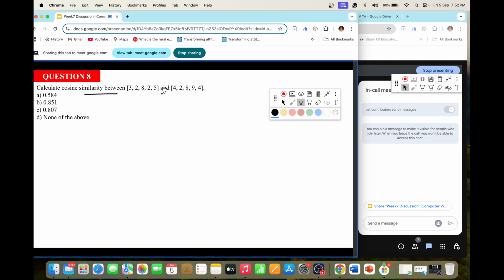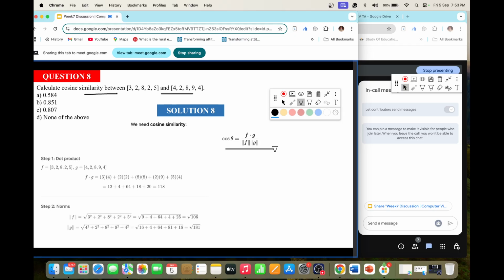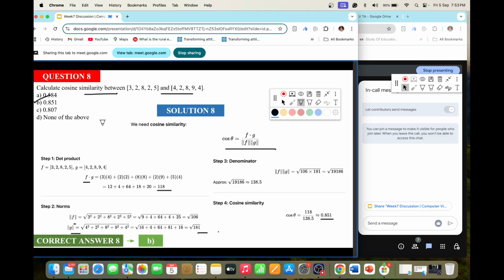Calculate the cosine similarity between these two. Again it is very easy, that is f dot g divided by mod of f mod of g, where mod means magnitude. So you can easily calculate cos theta. f dot g is 3 into 4, 2 into 2, 8 into 8, 2 into 9, and 5 into 4, and it is coming 180. Mod f is root 106, magnitude of g is root 181, and you can get the cosine similarity. It is coming 0.851. So option B is your correct answer.